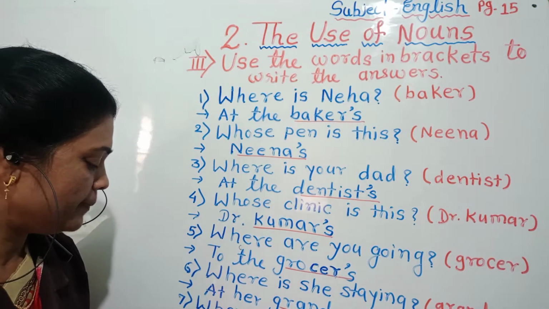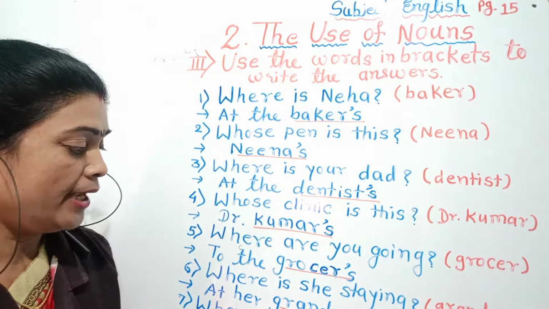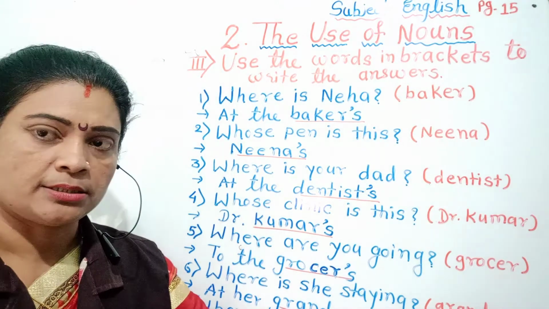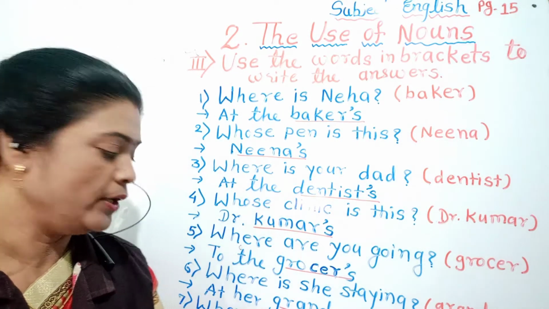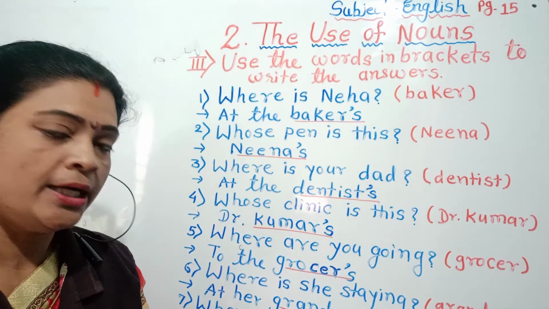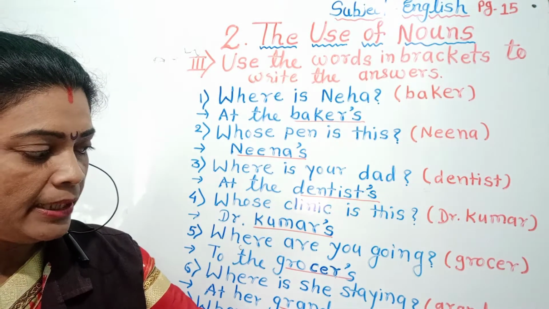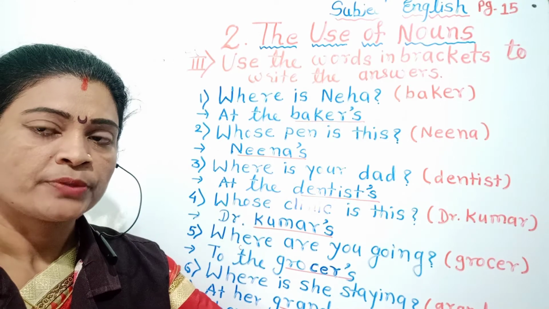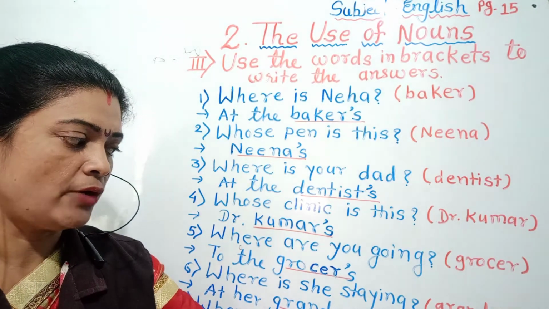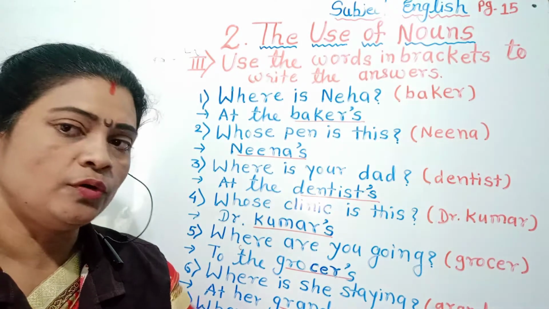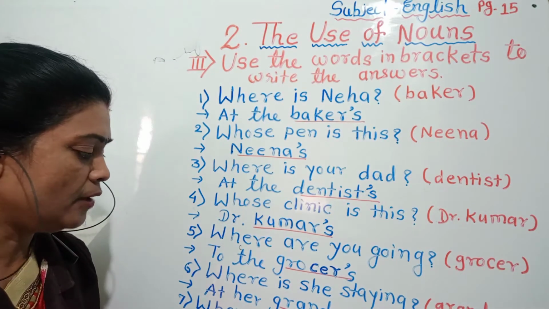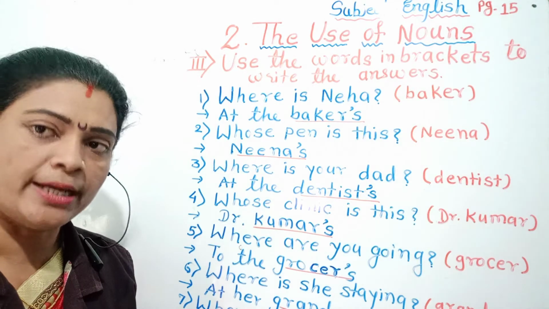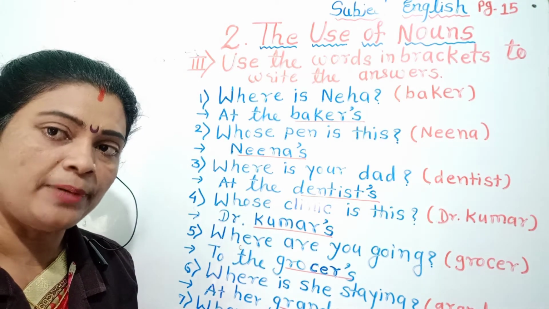Now next example, where can I get some red roses? We want to know the place where we can get the red roses. In the bracket there is written florist. Where will we get these flowers? At the florist's. So we want to write this answer in this way, at the florist's. Apostrophe s indicates that place.